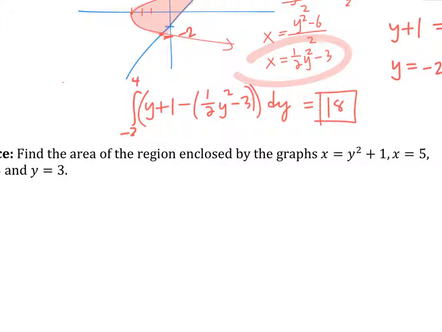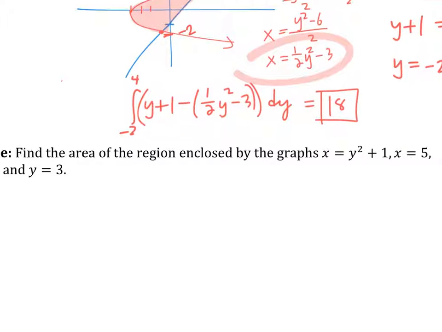Okay, so go ahead and draw this curve, x equals y squared plus 1. Remember, you're now a left and right parabola. That plus 1 means go to the right one, not left one, okay? x equals y squared plus 1, and then x equals 5, y equals negative 3, y equals 3. Find the area.